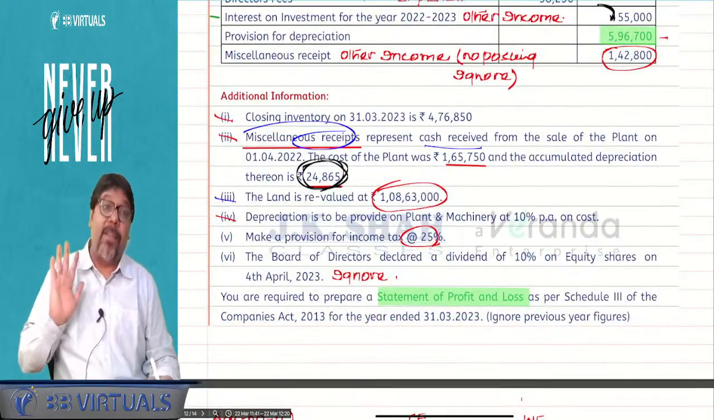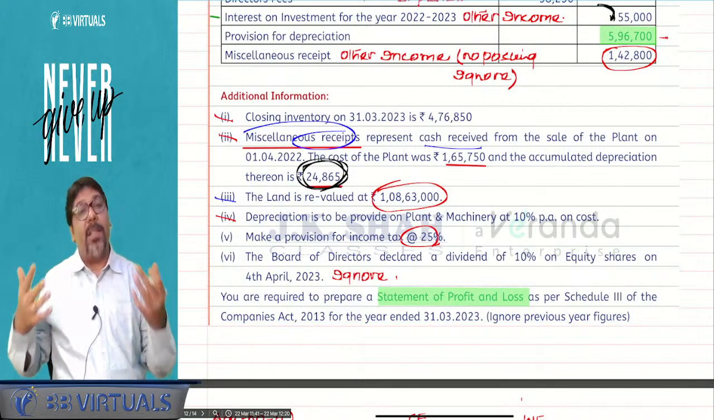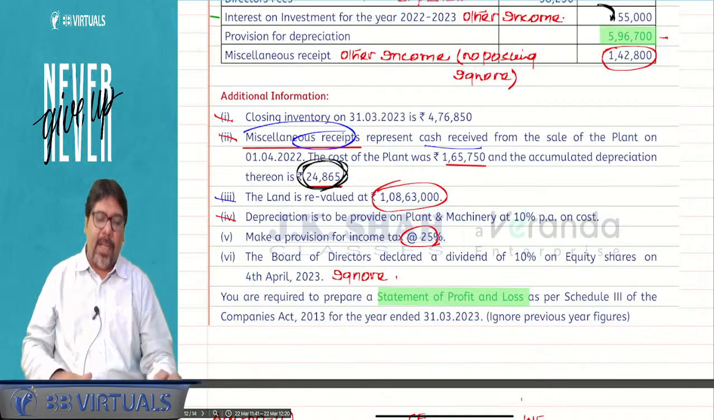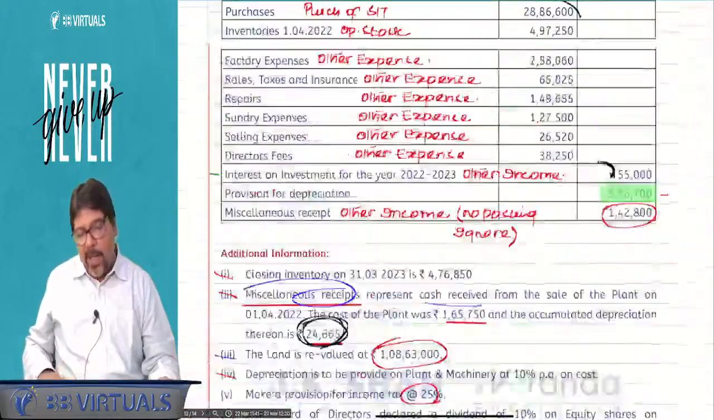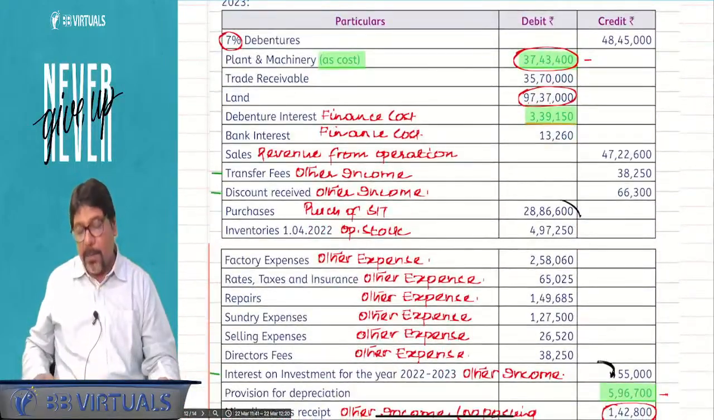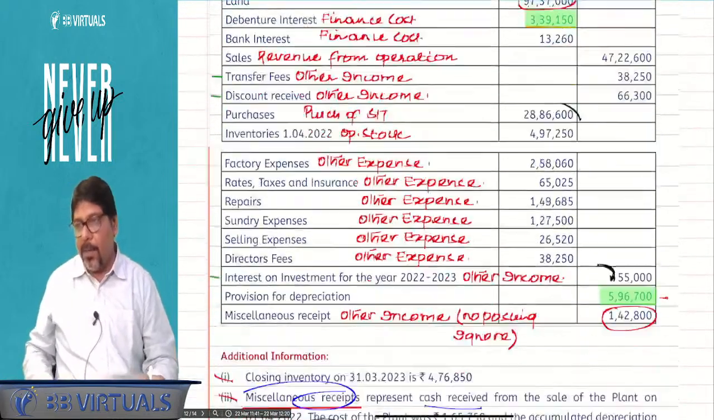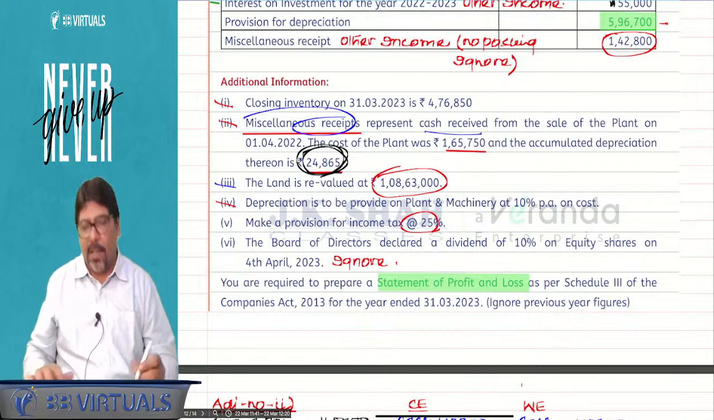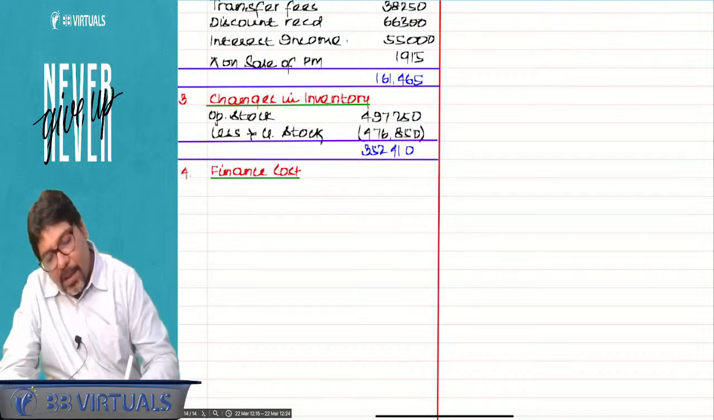If it was less, we would have done outstanding. But if it is paid extra, chartered, and they have not given any information, that means we'll assume that there were some debentures whose interest is paid, but they are redeemed. Am I clear? Yes or no? Yes, sir. So 339,150 and 13,260. Am I clear? Yes, sir. So, debenture interest.